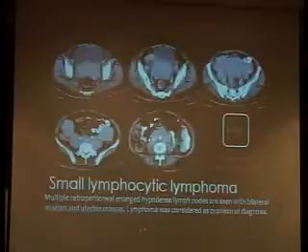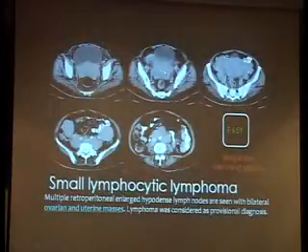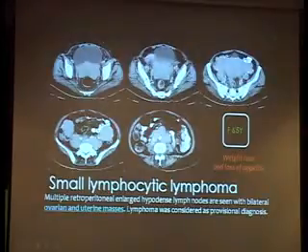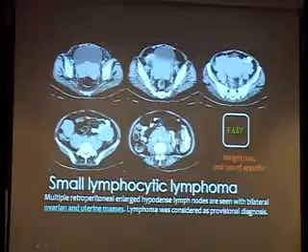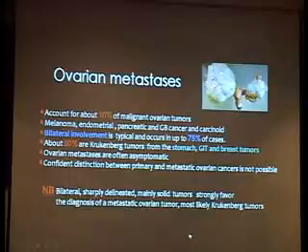Then if you look here, you can see there is a big mass in the pelvis, and this mass affects the ovaries, and in the retroperitoneal area you see the appearance of lymphomatous nodes, which are bulky, homogeneously enhancing, with no internal areas of breakdown or calcification.